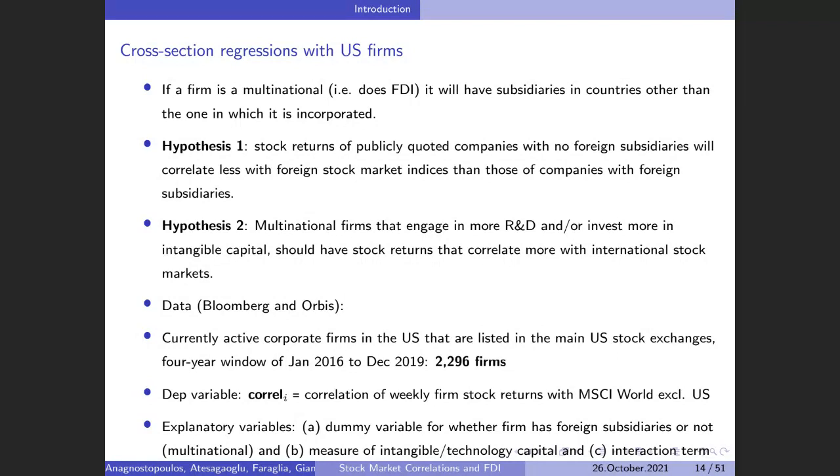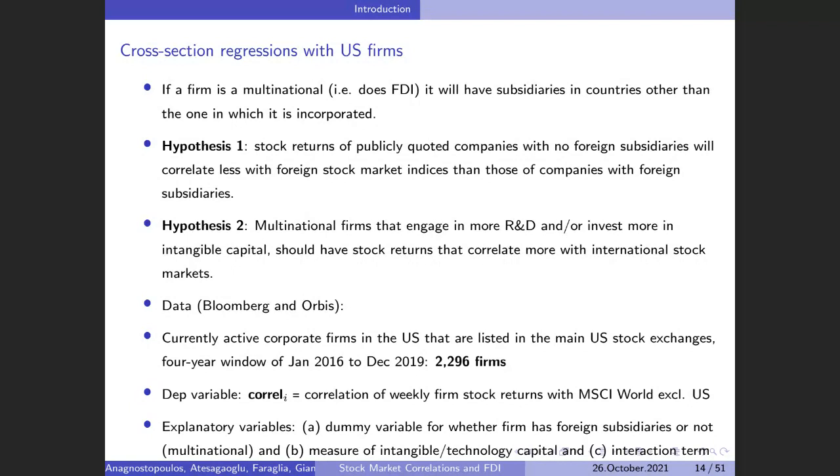The data is not that complete all the time, so what we are focusing on is January 2016 to December 2019. We don't want to look at the pandemic. We look at US firms that are listed in US stock markets in that four-year window. There's a couple of filterings we do, which I will not go into the details of. We find around 2,300 firms, and we have the stock market data for these firms during that time period.